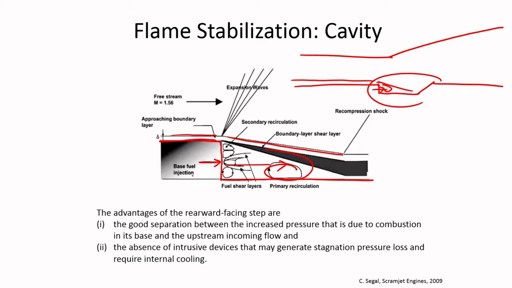The advantage of this kind of rearward-facing step cavity is that you can essentially shield the flow from the pressure rise that happens due to combustion. Second is the absence of intrusive devices. If you include a flame holder, that may generate stagnation pressure loss and might require internal cooling, because if you put a strut, just like the bluff body we have seen before in the afterburner, the leading edge of the strut will see temperatures equal to the stagnation temperature of the flow, because the flow has been stopped there. If that is of the order of 1600-1700 Kelvin, for long term operation you might need some cooling. And also it can lead to some pressure loss.